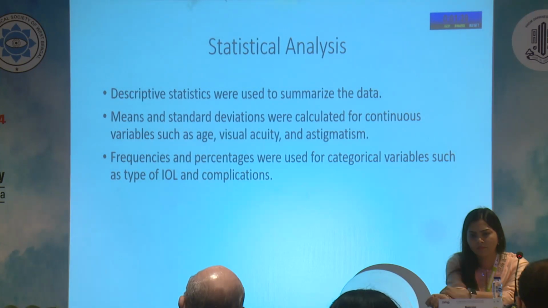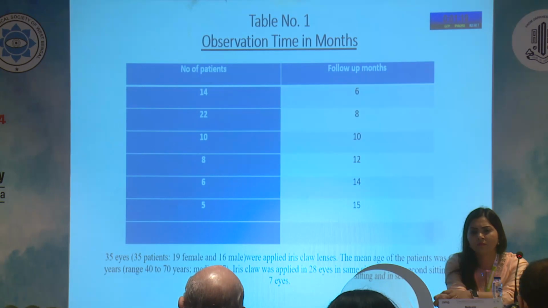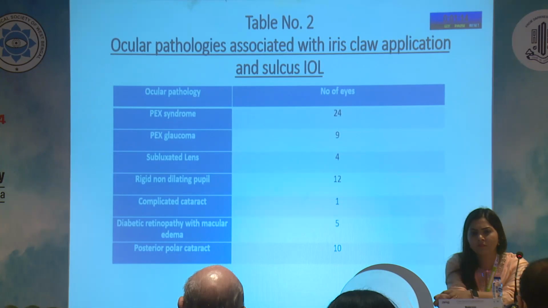Descriptive statistics were used to analyze the data, mainly mean, standard deviation, and frequency. The study was of 65 eyes. In 35 eyes we applied retropupillary fixated iris claw lens, 29 eyes with PCR and sulcus lens, and 1 scleral fixated lens. The mean postoperative visual acuity was 6/12. The observation time was around 8 to 10 months. Among the ocular pathologies in which we applied iris claw and sulcus lenses, 24 eyes had pseudoexfoliation syndrome. The second most common was a rigid non-dilating pupil.